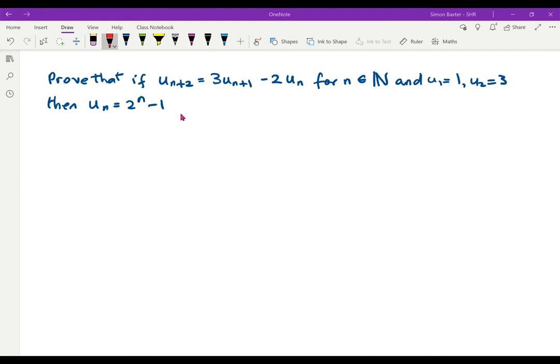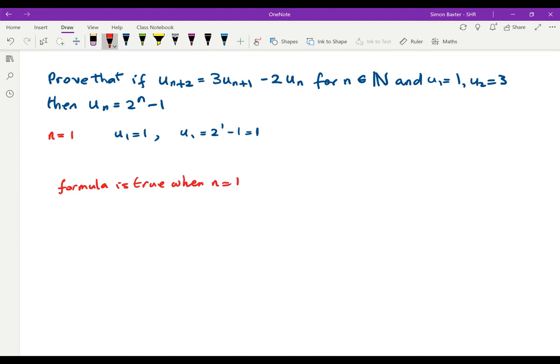And we're asked to prove that this is the formula for the nth term, that the nth term, un, is 2 to the power n minus 1. Well, it's a proof by induction, so let's start off in the usual way. N equals 1. Well, if n equals 1, then we know that u1 is 1. And from the formula, we get u1 is 2 to the power 1 minus 1, which is 1. So we have that the formula is true when n equals 1.